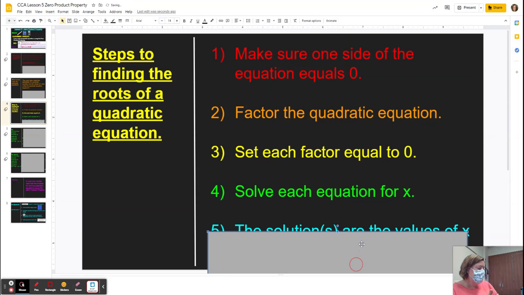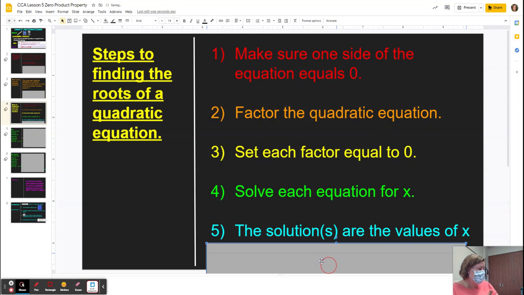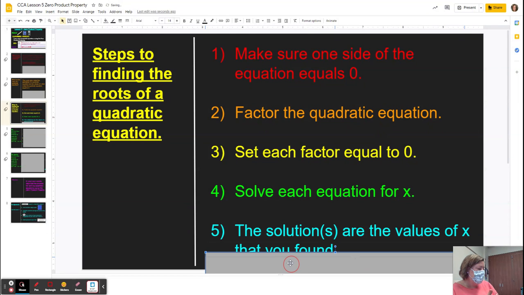And then step number 5. The solutions are just those values of x that you found. So you might say x equals -2 and +9 in the 2 examples that I just gave you.